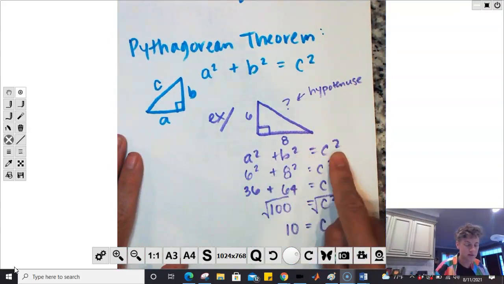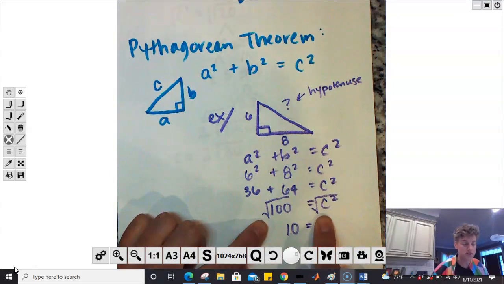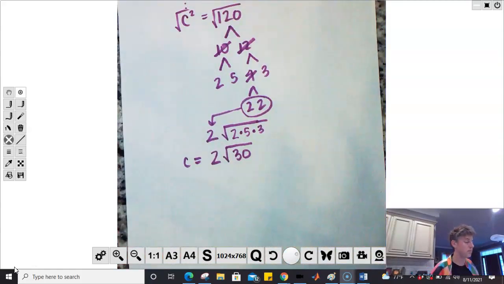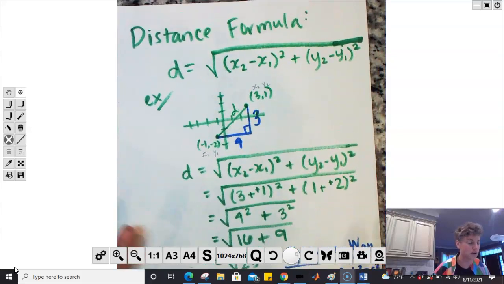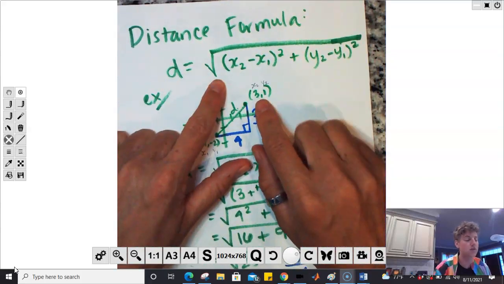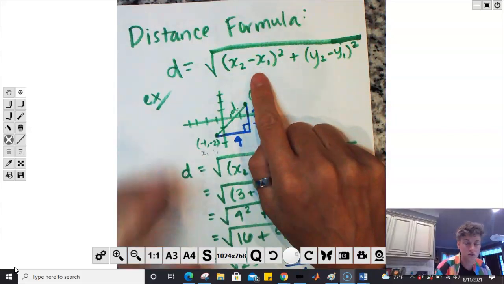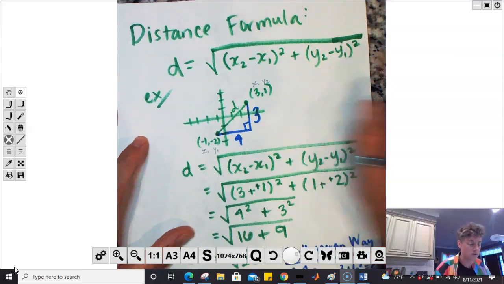All right. A squared plus b squared equals c squared. Work through this. Make sure you square root both sides. Et voila. Then we talked about the distance formula. Distance formula is d is equal to the square root of quantity x2 minus x1 squared plus quantity y2 minus y1 squared.